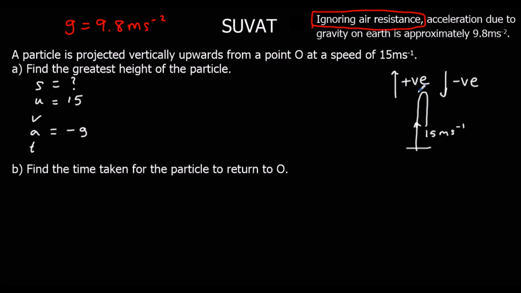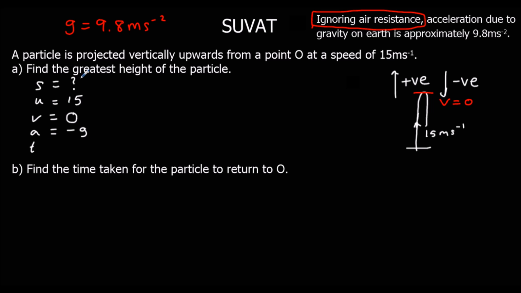At its maximum height, we can say its velocity is 0, because it's starting at 15. It's going to get slower and slower because of gravity, and then it's going to have negative velocity on the way down. So at the point where it's at its maximum height, v is going to be 0. It won't be moving up any further, and it's not yet moving down. For that split second, its velocity is nothing.